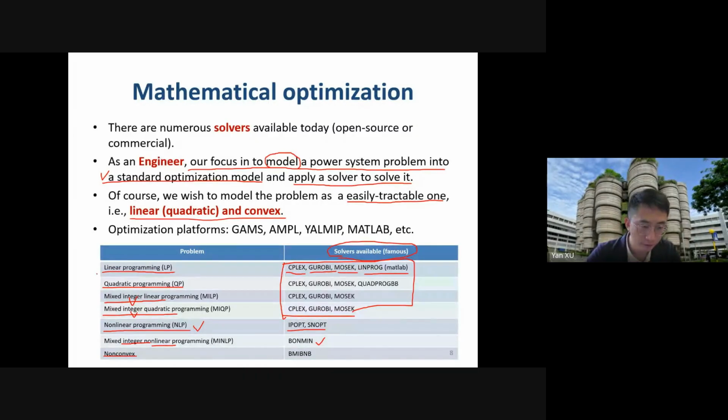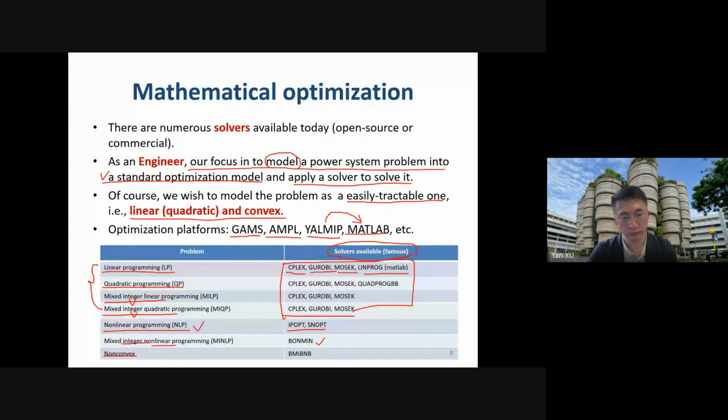So in most cases, we wish our model could be formulated in these four formats: linear, quadratic, mixed integer linear, or mixed integer quadratic. And as long as you can do that, you can directly call a solver to do it. And in terms of the programming platform, we can use MATLAB, and we can use Python nowadays. And there are separate professional optimization platforms, such as GAMS and AMPL. These two are specialized programming platforms for optimization. And for MATLAB, there is a very good toolbox called YALMIP.